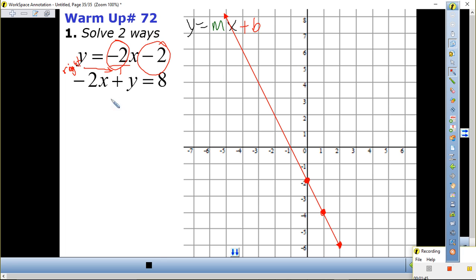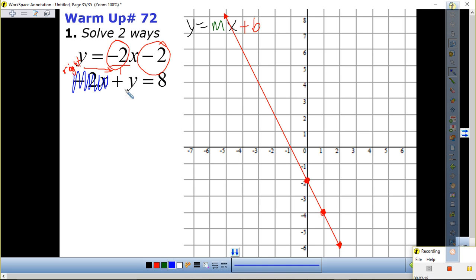Number 2. To graph the second equation, we can set it in slope-intercept form, can't we? Yes. Or we can use a different method of graphing, which is what we call cover-up. I'm going to cover up the x value. What do we see? Y equals 8. So I look at that point on the y-axis. 8 is right there, and I plot my point.